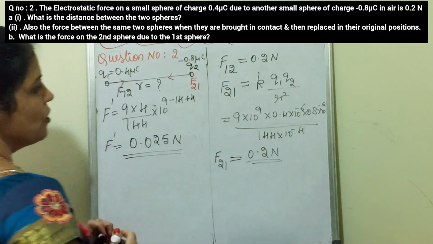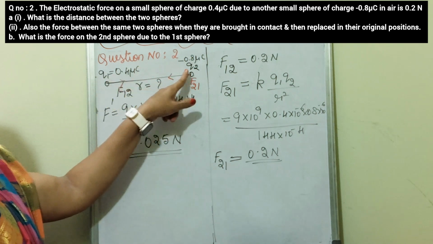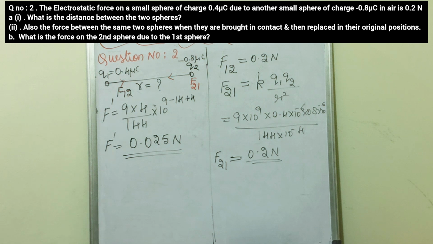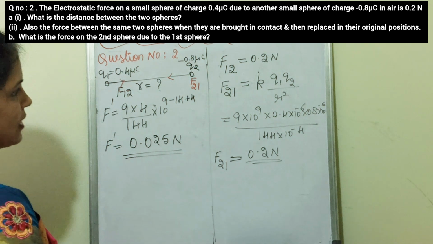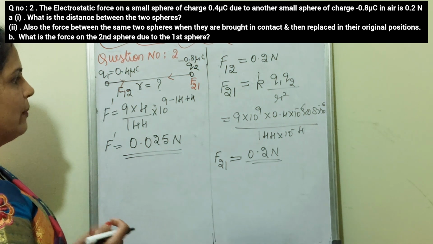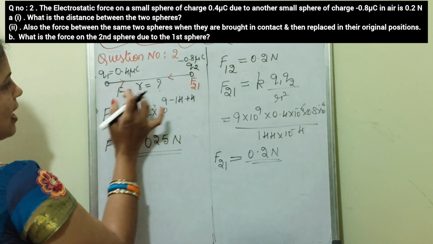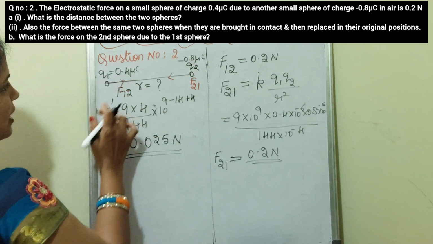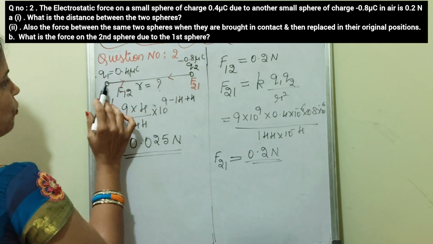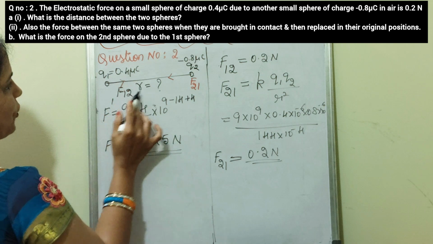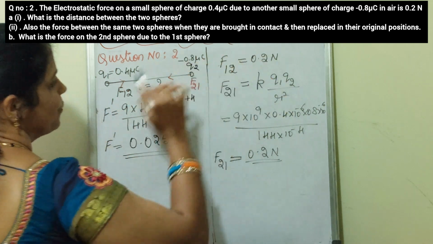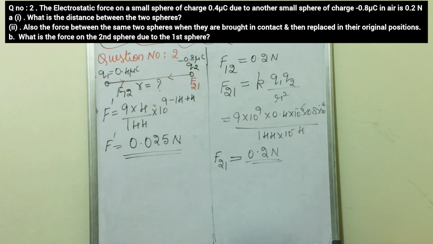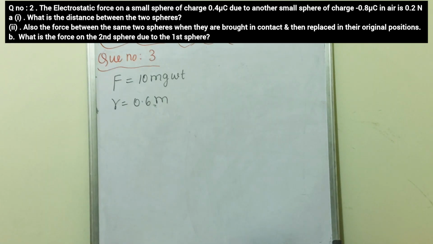So you know that whenever there are two charges, either like charges or unlike charges, there exists a Coulomb force, an electrostatic force of attraction or repulsion. Those two forces are always equal in magnitude. So they have already given that the force on the first sphere due to the second sphere is 0.2 Newton. Then what is the force on the second due to the first? It will be 0.2 Newton only.